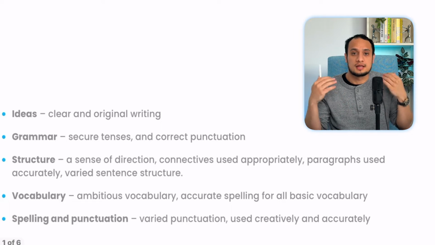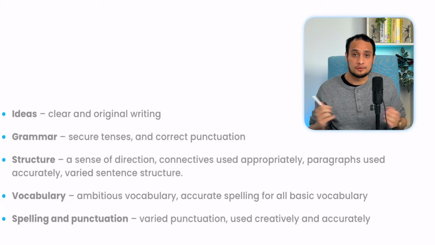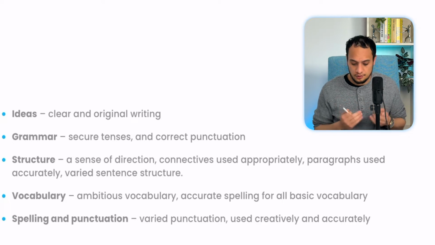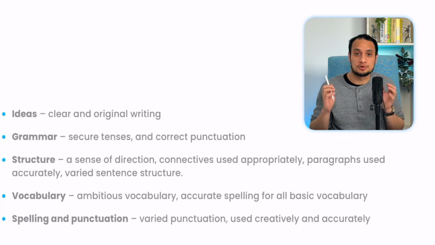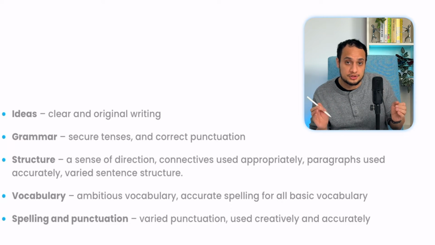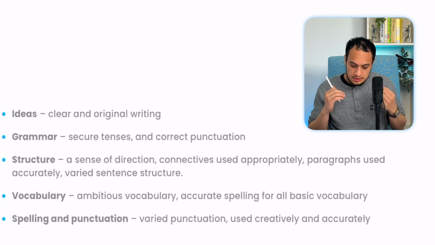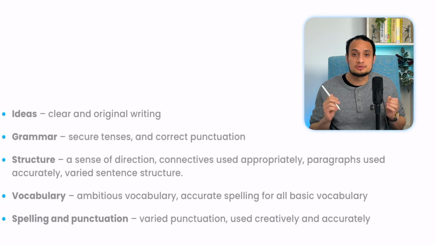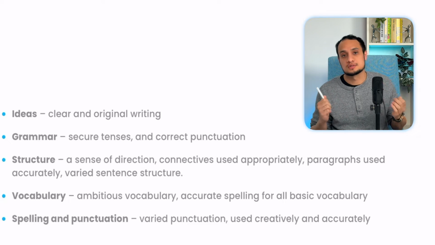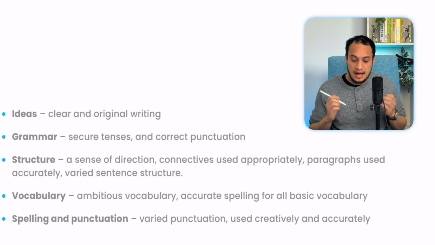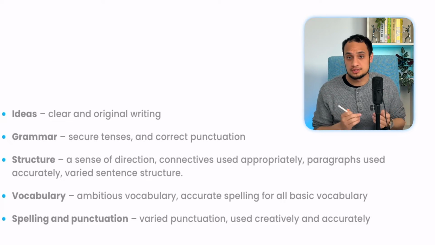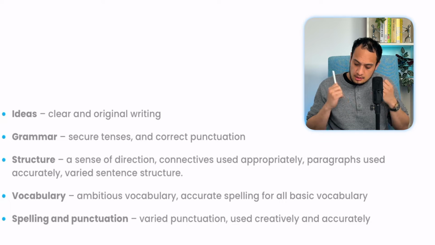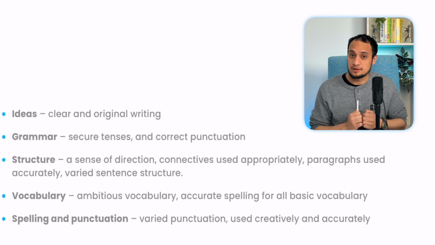First of all, there are some basic things that the examiner is looking for. The examiner is looking for clear and original writing. Second, they're looking for something that is grammatical. So we want secure tenses and correct punctuation. Structure. So there needs to be a sense of direction in your writing. Connectives need to be used appropriately, and paragraphs need to be accurate. And you need varied sentence structures. You also need ambitious vocabulary. Accurate spelling for all basic vocabulary too.